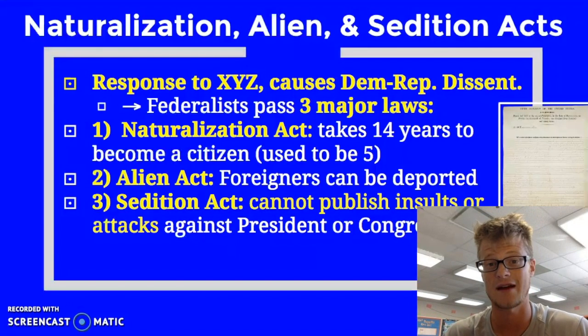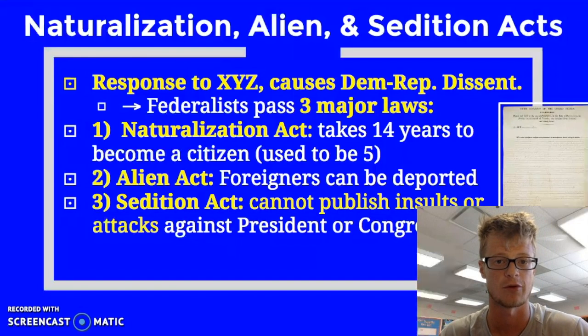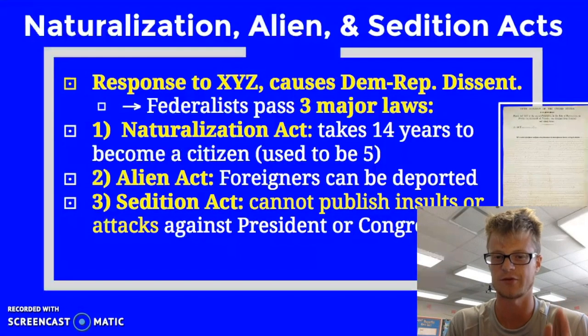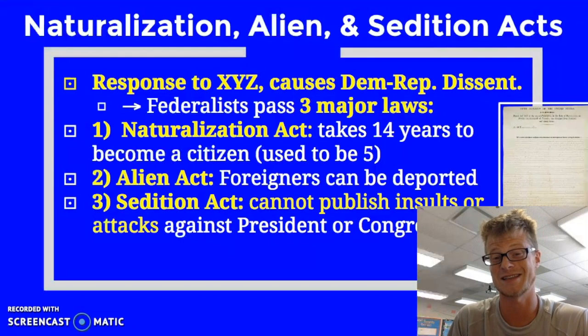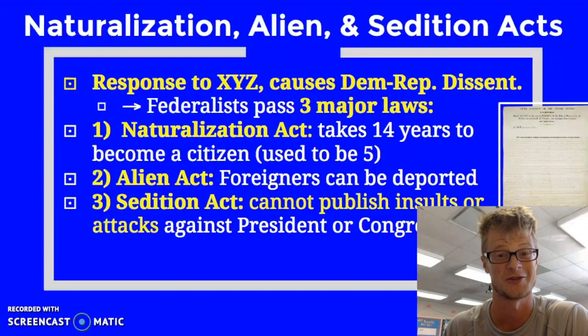Now, even though we have today a pretty strong and vibrant press and First Amendment culture built into the United States, the Sedition Act flies in the face of that. What it said was that Democratic Republicans, or anybody really for that matter, cannot publish insults or attacks against the president or members of Congress.